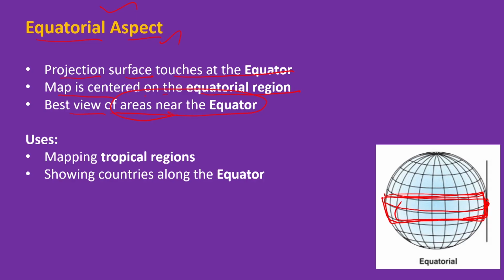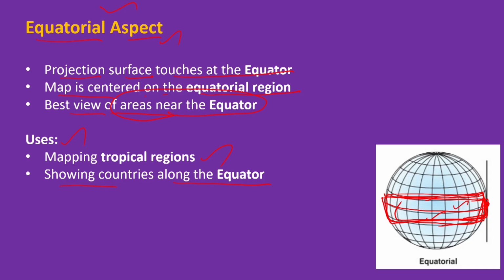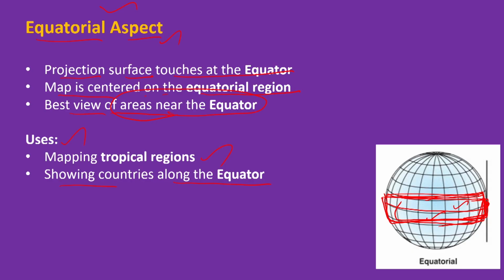In the equator, if you want to project any particular area, you can go for this aspect, the equator aspect, so that it will be centered on the equator and this particular area will get projected nicely. So, in terms of use case, this is mainly for mapping the tropical regions, okay. Of course, these particular regions, showing the countries along the equator. If you want to show the countries along the equator, you can use this equator aspect, okay. So, now we have seen the polar aspect and equator aspect.